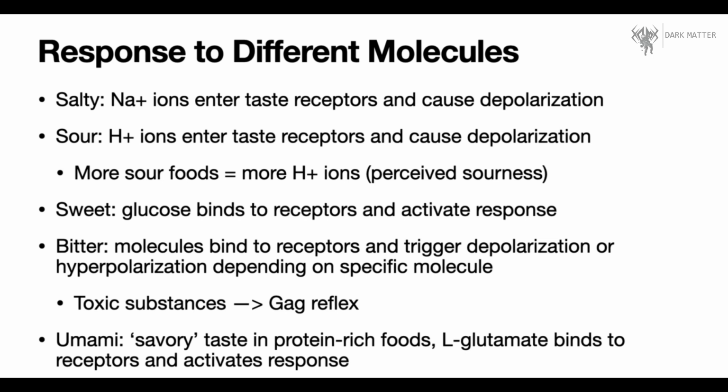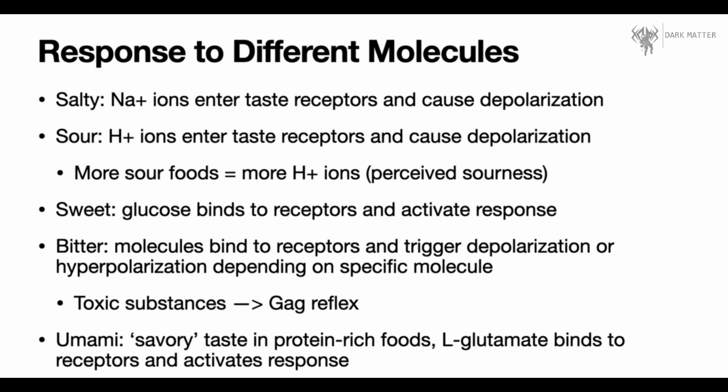Now, the perception of bitter taste is really important for survival because toxic chemicals are typically bitter, and if the perceived bitterness is extreme, then a gag reflex can be triggered in order to reject this type of chemical and preventing it from entering the body.